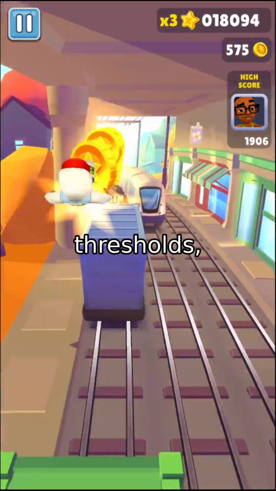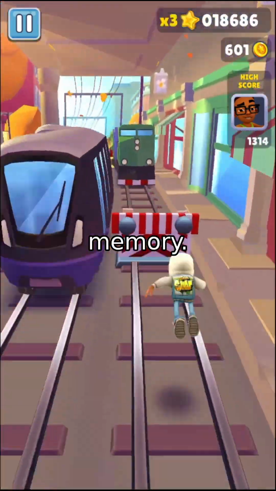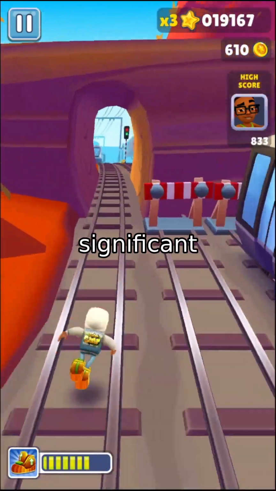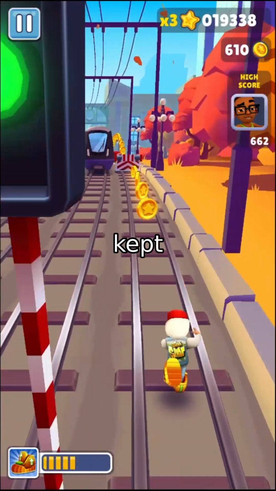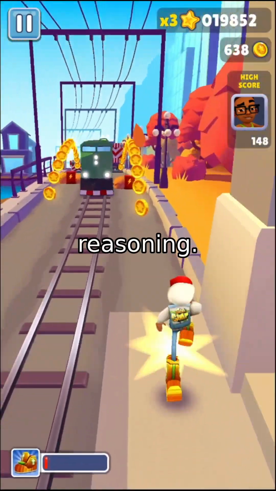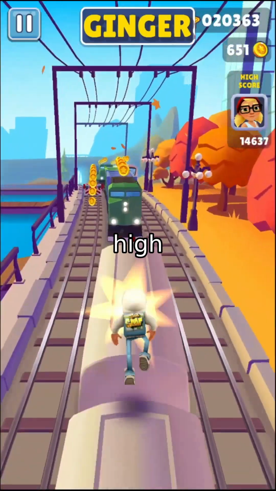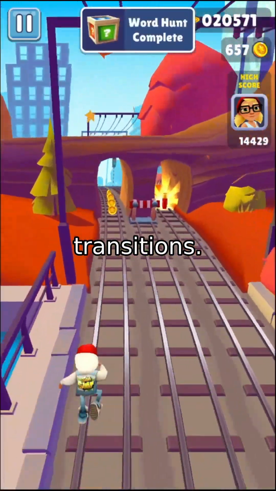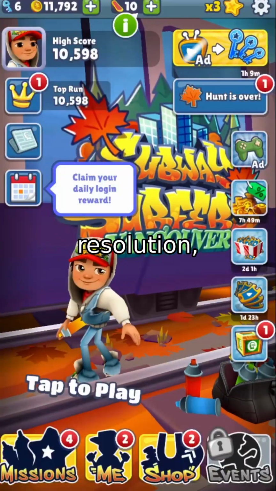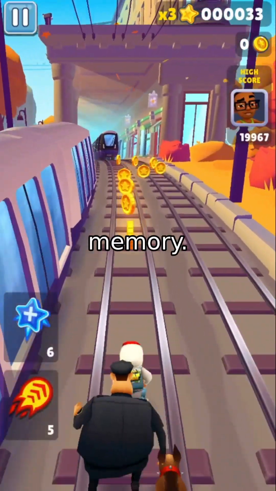Based on these thresholds, incoming frames are routed into three hierarchical states. First, there is clear memory. If a frame's curvature score exceeds the high threshold, it's flagged as a significant semantic shift. These frames are kept at their original high resolution to ensure the model has the fine-grained detail needed for reasoning. Second, there is blurred memory. Frames that fall between the low and high thresholds are considered intermediate transitions. To save on the token budget, these are downsampled to a minimal resolution, typically 224 pixels, preserving the causal chain of events without bloating the memory.